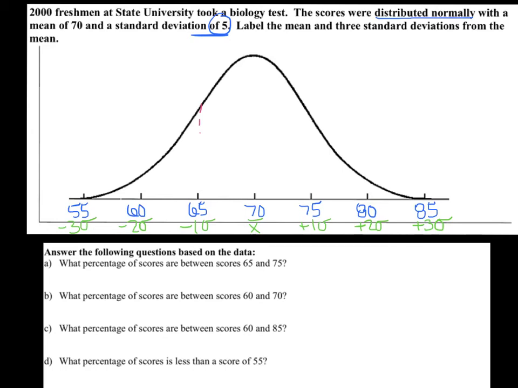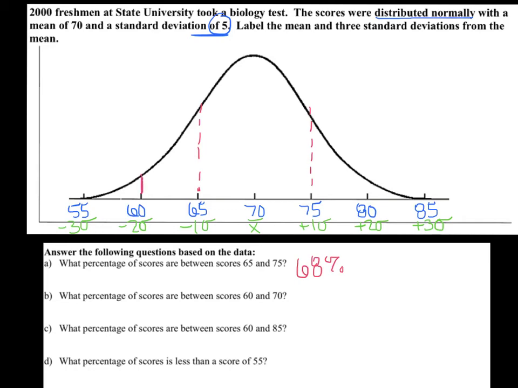Well, there's something very special about 65 and 75. 65 is 1 standard deviation below and 75 is 1 above, and we said earlier in the video that from negative 1 to positive 1 is a grand total of 68, or 68.2%. Next question. What percentage is between 60 and 70?